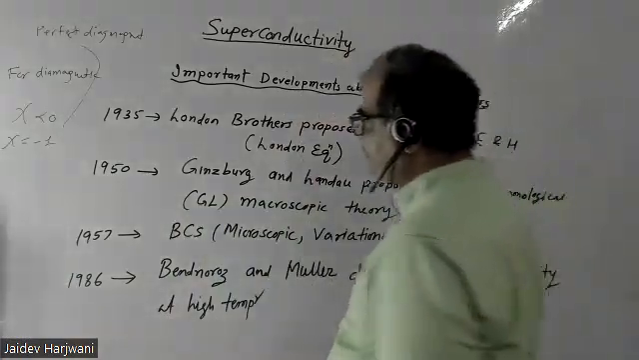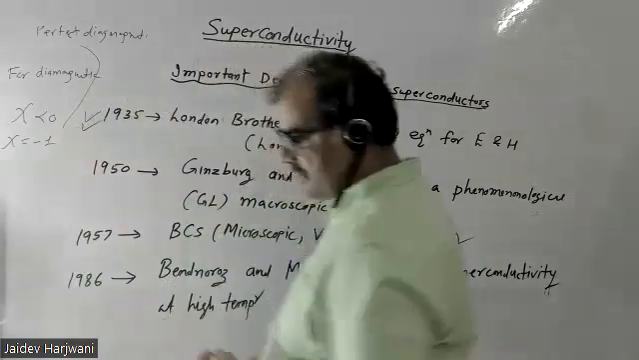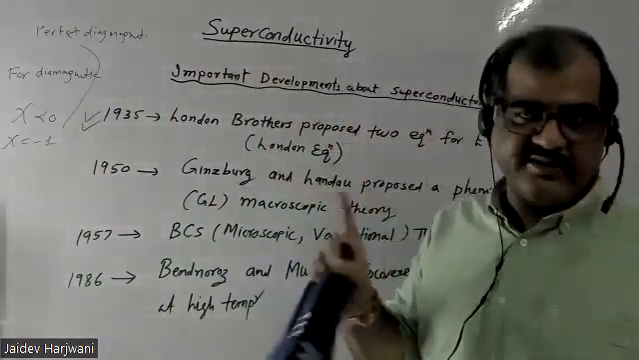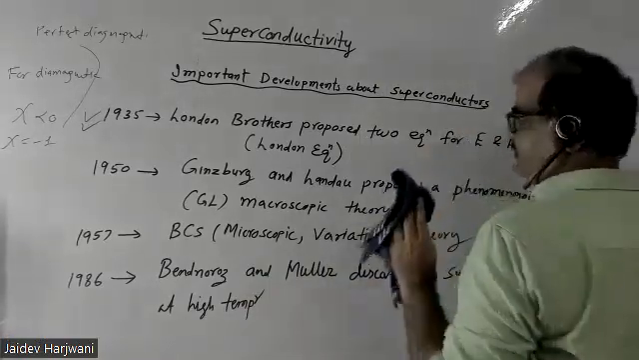So today first we will discuss the London equations, and how they are able to explain zero resistivity and perfect diamagnetism.